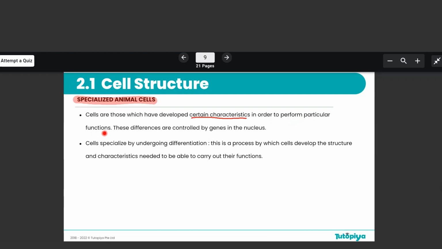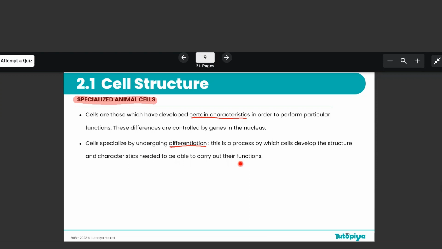And how exactly does a cell become specialized? It's through a process called differentiation. Differentiation is basically the process where an immature cell, let's say there's a new cell, develops structures and characteristics that are needed to be able to carry out its specific function. So that's what we mean by specialized animal cells.